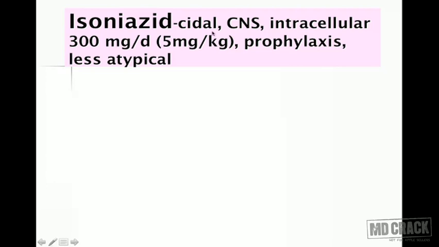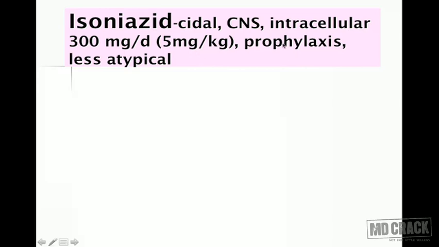Isoniazid, it writes it is cidal, then it writes CNS. You need to understand what I have written. It means it's got good penetration in the central nervous system. That's an important issue. Next, I have written intracellular. It means the drug can penetrate within the cell and can kill the microorganism. We saw in the beginning that the microorganism is inside the cell. So whether your drug is able to penetrate and go inside the cell is going to be important. So I'm writing intracellular. Then I'm writing the dose once again, 300 milligrams per day. That's 5 milligrams per kilogram body weight.